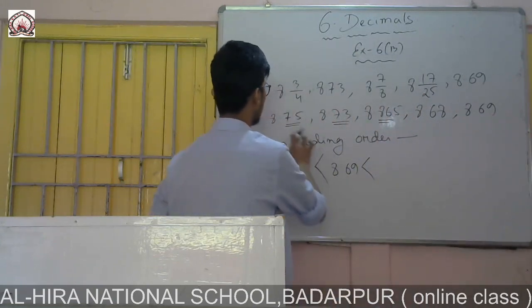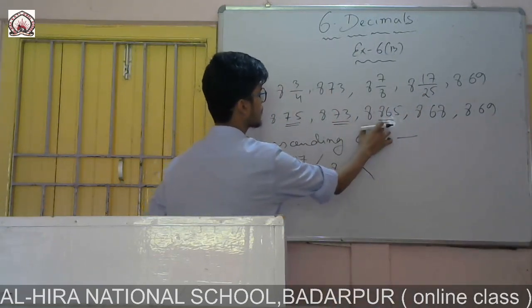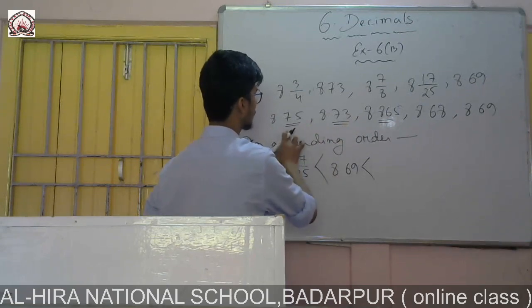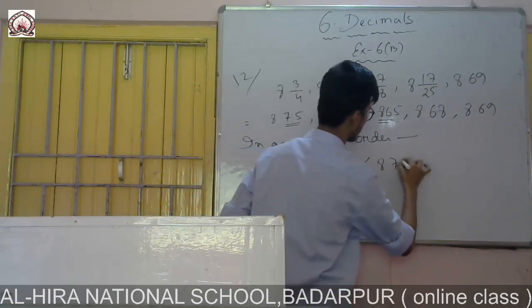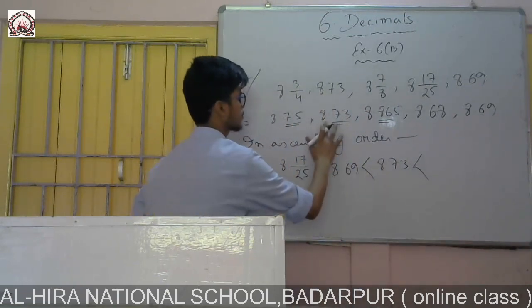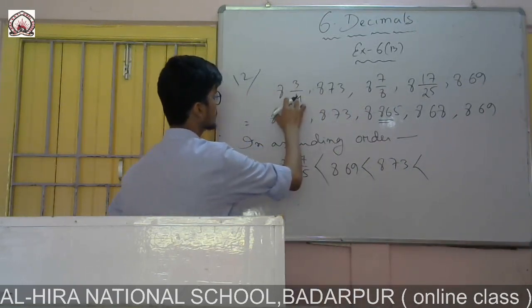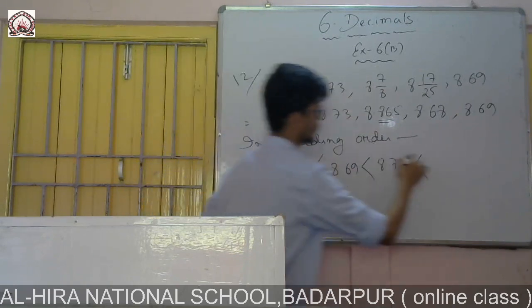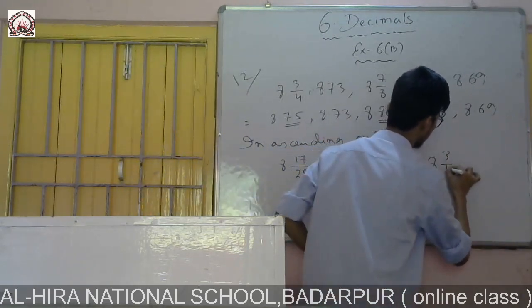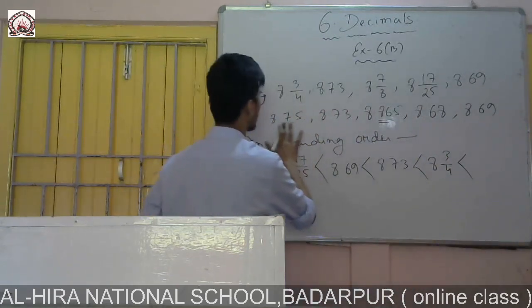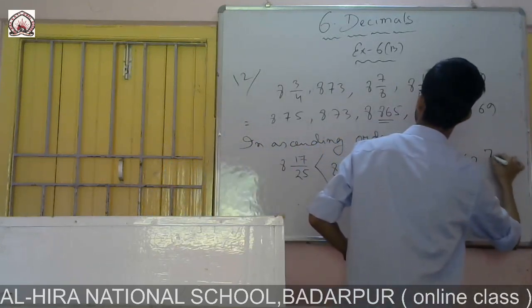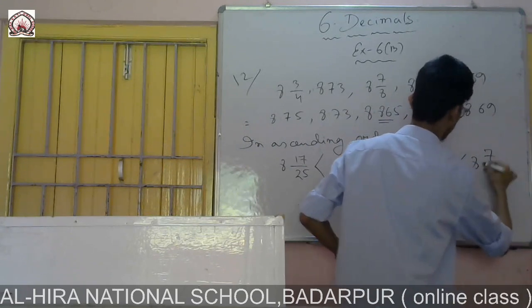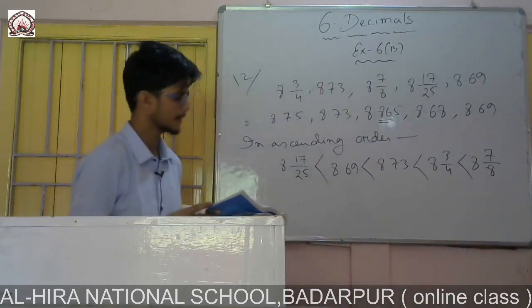Now you see 75, 73, 875. From these, 73 will be smaller, which is equal to 8.73. This one is also finished. Then 75. 75 is equal to 8 3/4. So this one is also finished. The last one left is 8 7/8.